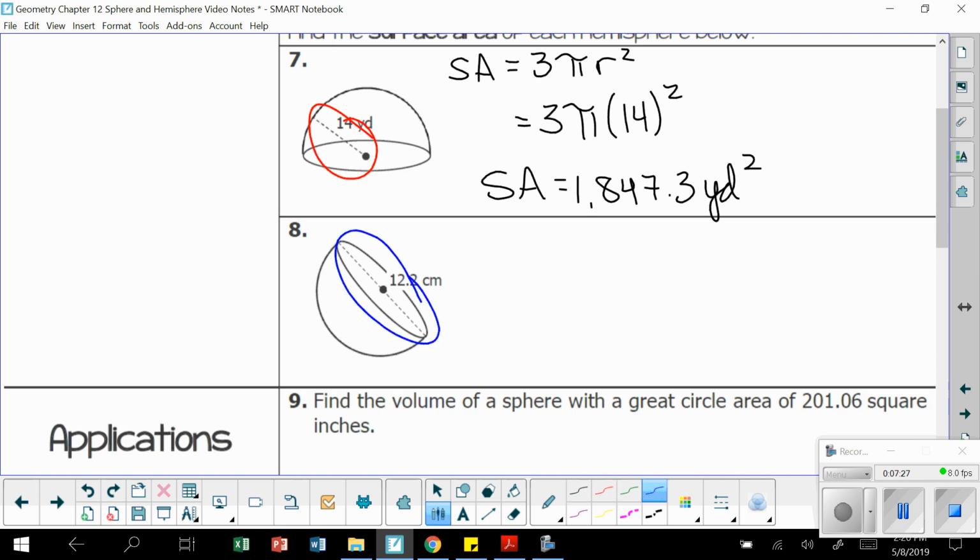This right here is your diameter. So we need to do the radius, which is 12.2 divided by 2, which is going to be 6.1. Becomes the same type of problem again. And our answer is 350.7 meters squared. You guys, that's it, literally.